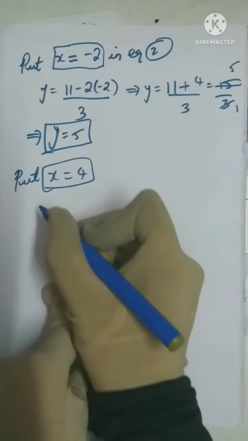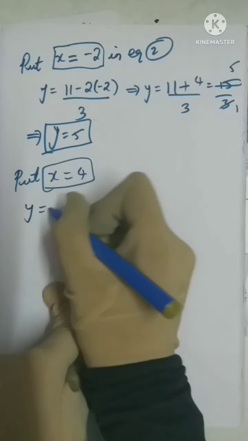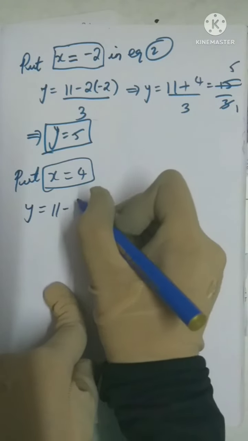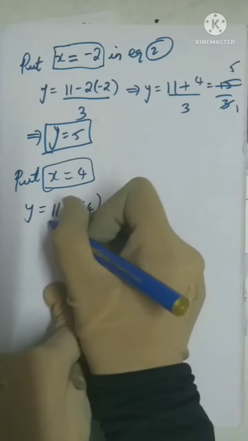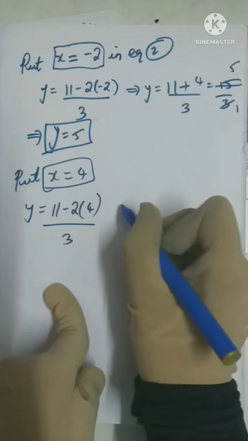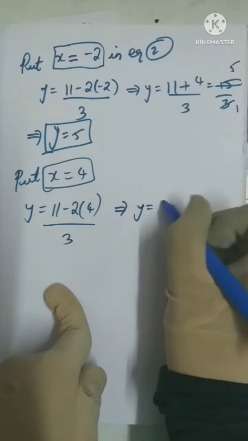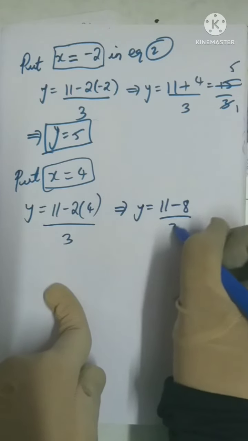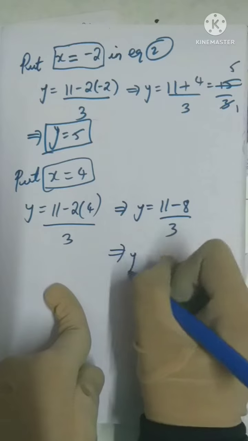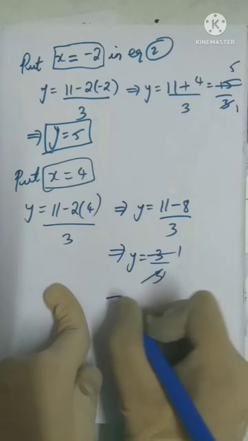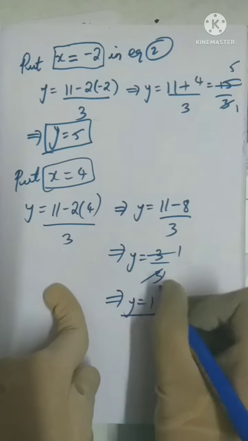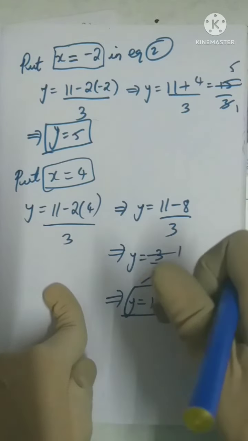So now if we substitute x is equals to 4, we get y is equals to (11 minus 2x) by 3. 11 minus 2 into, what is x we have here, 4, by 3. That is, we'll have y is equals to (11 minus 2 4s are 8) by 3. 11 minus 8 is 3. So we have y is equals to 3 by 3. 3 1s are 3. So we have y is equals to 1. So we got when x is 4, y is 1 here.